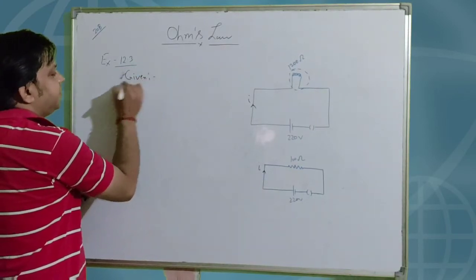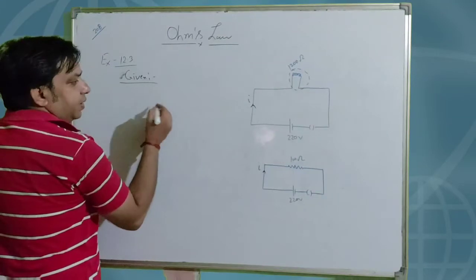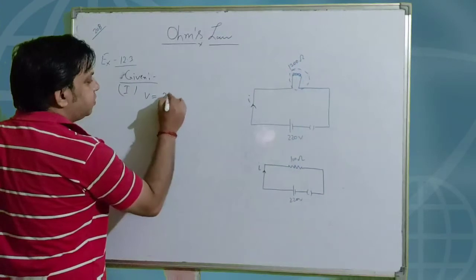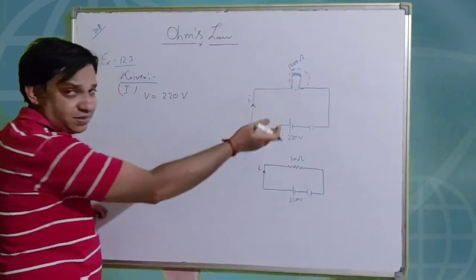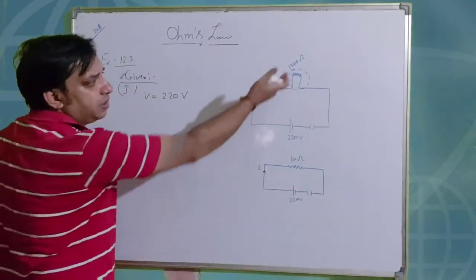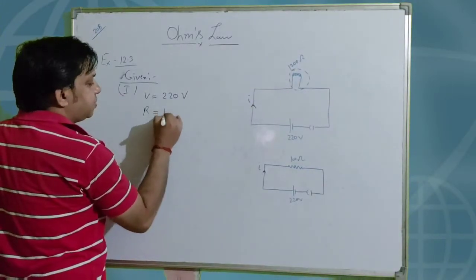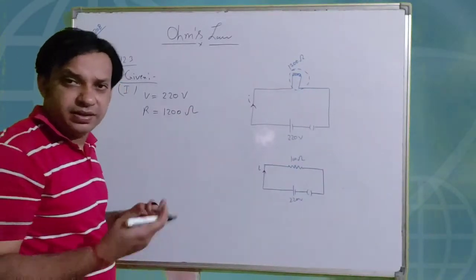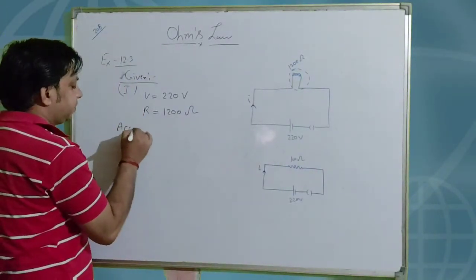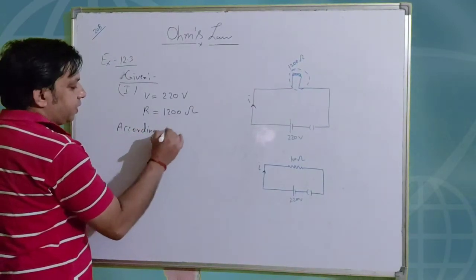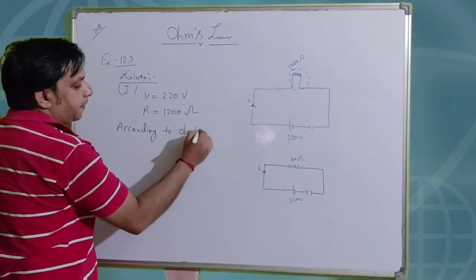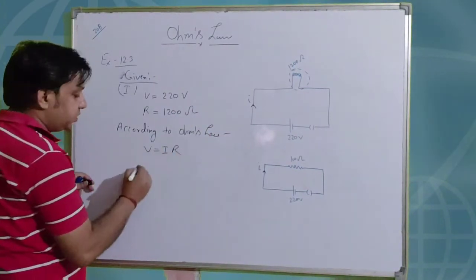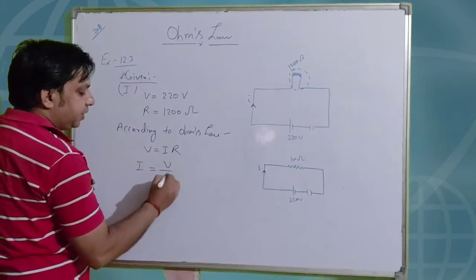So first of all, write down the given parameters. For the first case, I am writing: V is given, V is 220 volt, and the value of the resistance. See, the bulb is also a kind of conductor. So the bulb resistance is given, resistance is 1200 ohm, and your aim is to find I. So according to Ohm's law, V is equal to IR. So here I is equal to V by R.